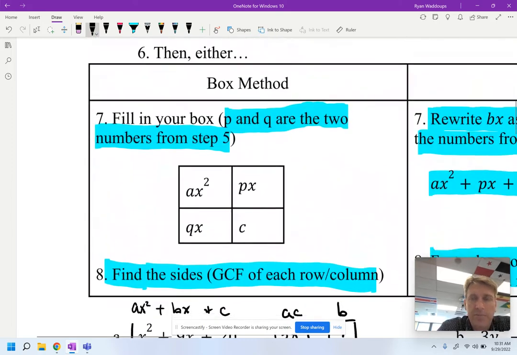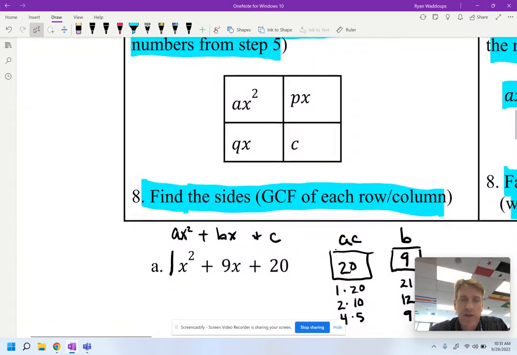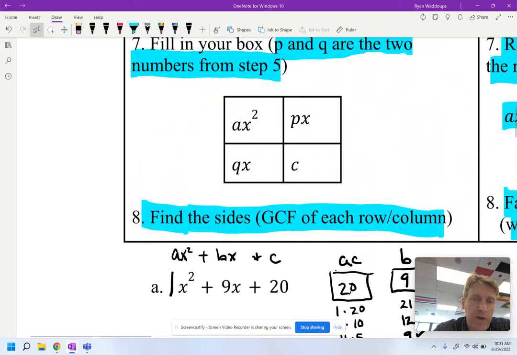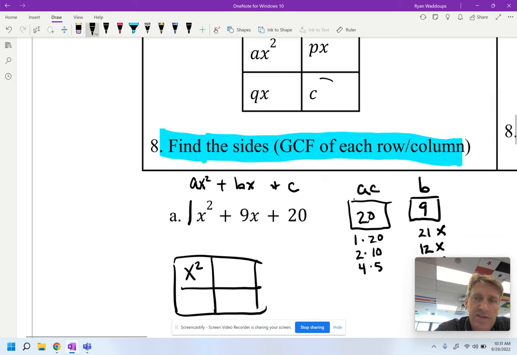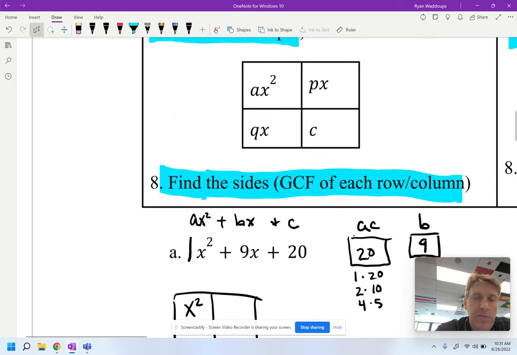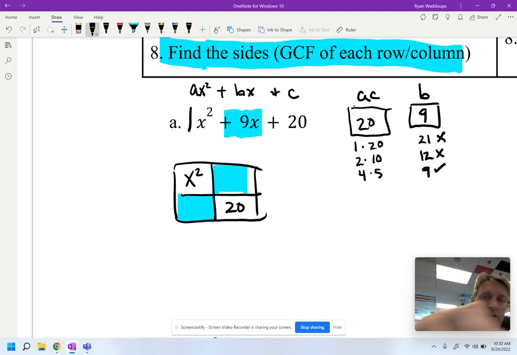I'm going to do this first using the box method. In the box method, I'm going to write the ax squared term. Again, a is just 1, so I'm just going to write x squared in the top box. Then notice the c goes in the bottom right box, and c is 20, so I'm going to put 20 down here. For these two boxes, I'm going to put 9x, but using the numbers that I found, 4 and 5. So I'm going to put plus 4x and plus 5x, because together 4x plus 5x is 9x.